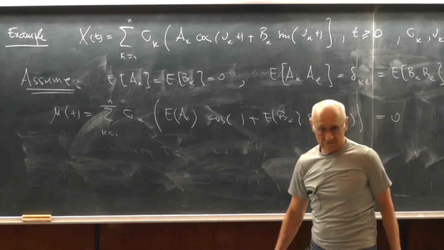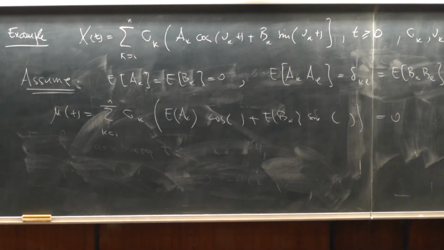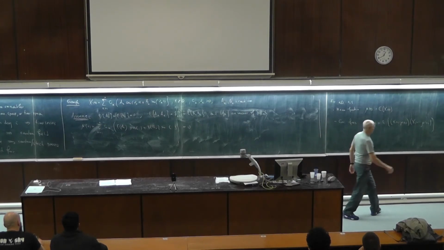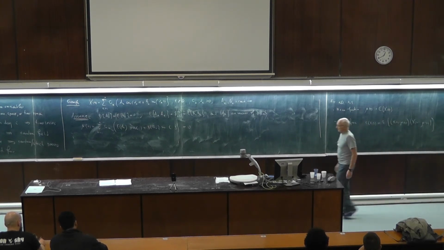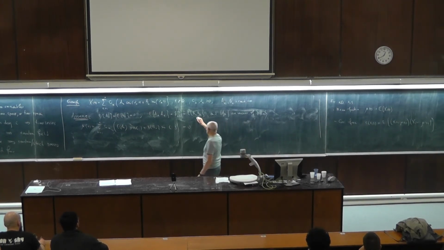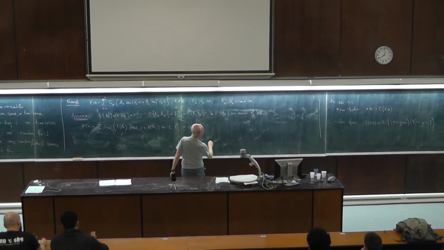And now we calculate the covariance function. Of course, the covariance function is not going to have any minus mu because mu is 0. So it'll be just x times x, right? I put t first, it doesn't matter.